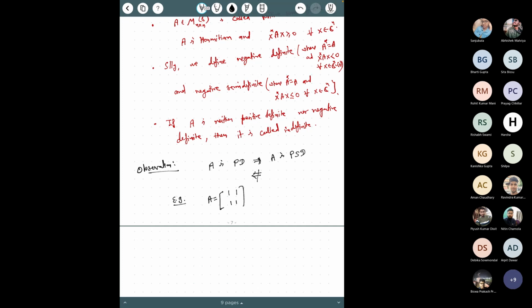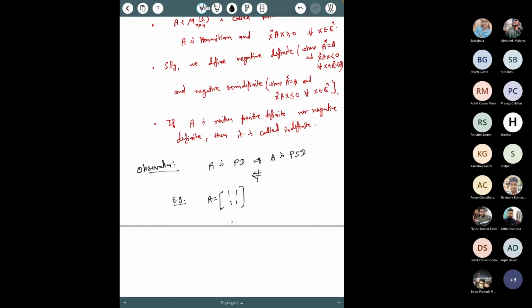Just a simple example of a 2 by 2 matrix. This matrix is positive semi-definite. So how do we show that this is positive semi-definite? In order to show that, we need to check that A is Hermitian. So clearly this is Hermitian.